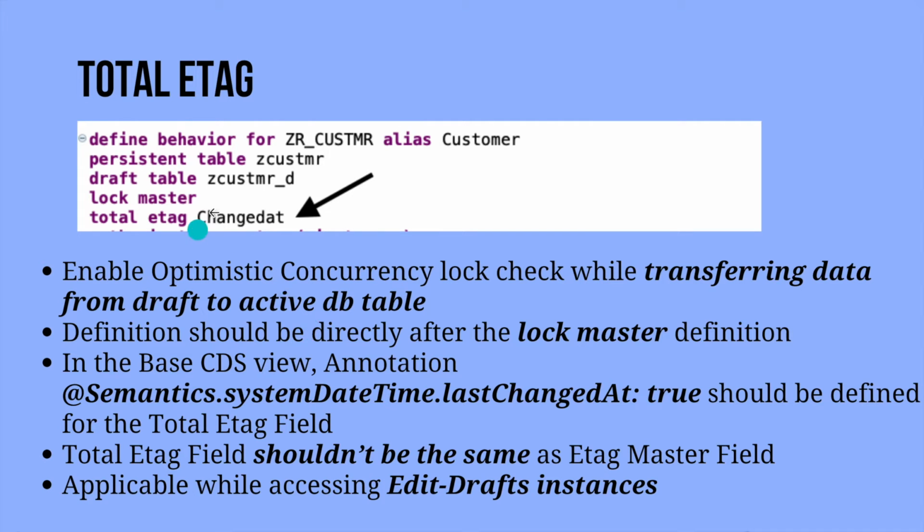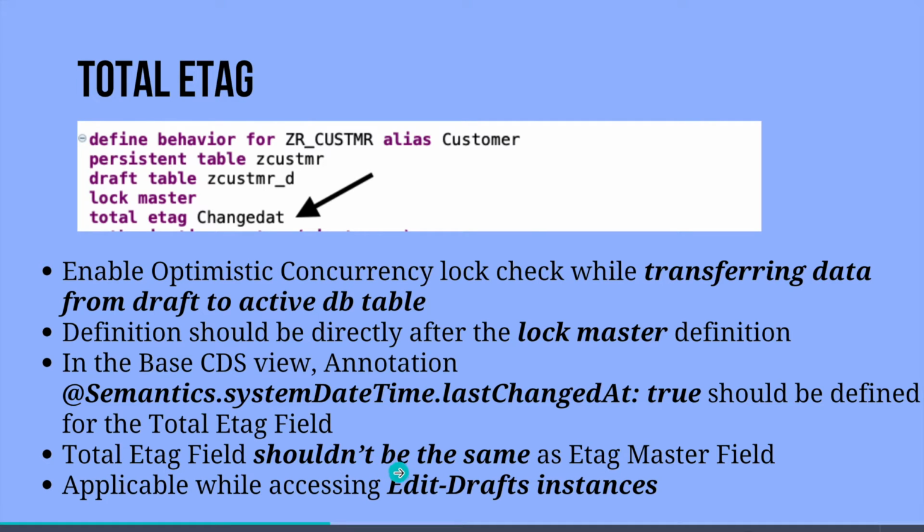The e-tag field must be annotated in the base entity views with this annotation. The annotation is @Semantics.systemDateTime.lastChangedAt: true, because if we do this, the benefit is that this field will get updated automatically by the framework.